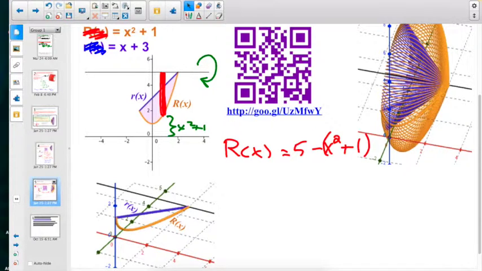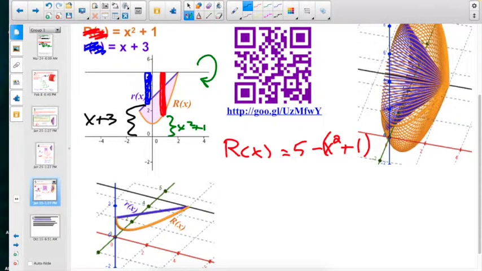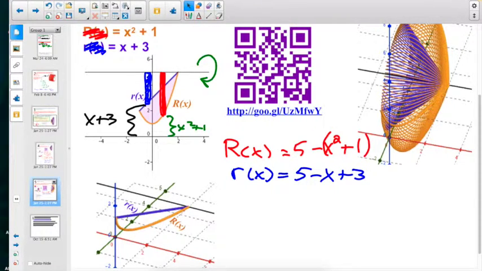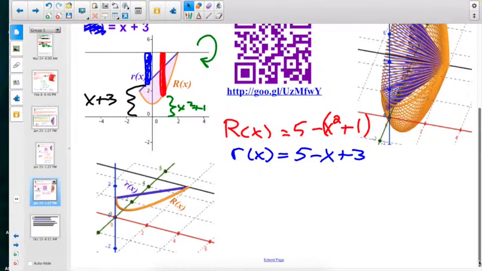What about the little r? Exactly. So this little r, if this is the function of the line, so if this is x plus 3, then this is 5 minus x plus 3. So little r equals 5 minus x plus 3. So let's simplify those two expressions before we put them into the integral.